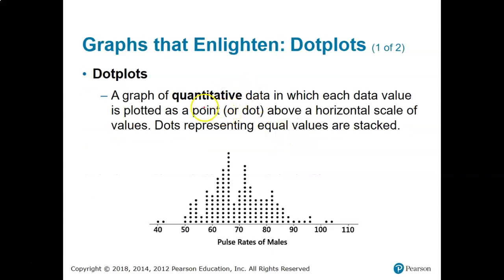Okay, a dot plot is a graph of quantitative data in which each data value is plotted as a point or a dot above a horizontal stack of values. One thing about a dot plot, you can actually go back and retrieve your entire data set. So like if I look at this, I can see that there's 1, 2, 3, 4, 5, 6, 7, 8 values that were 70. So I can count the dots and know exactly what that data value is. So that's important. I can look at the shape of this and know what the distribution would be. So it would be roughly a normal distribution. So even though a dot plot's a very simple type of graph, it does give us some important information.